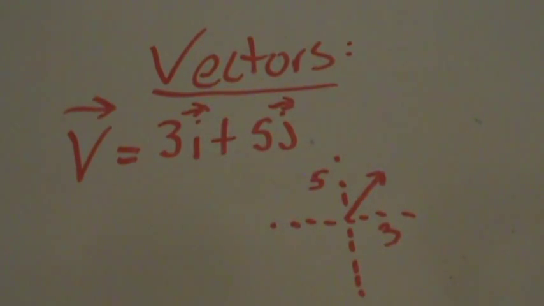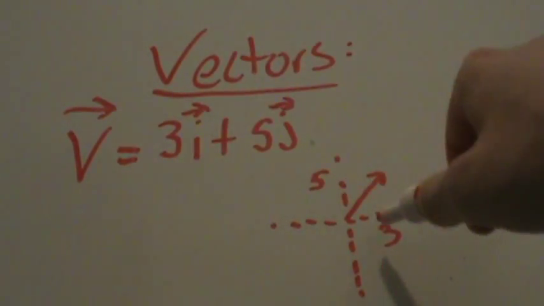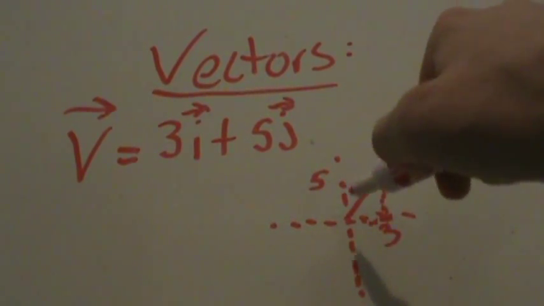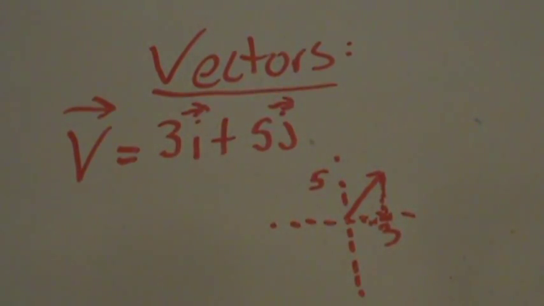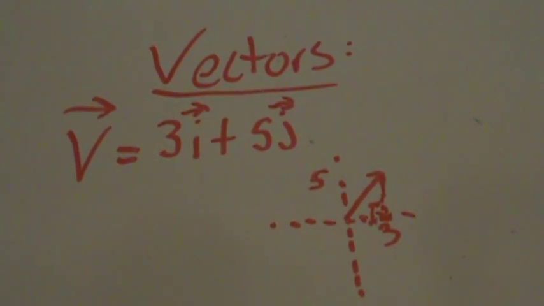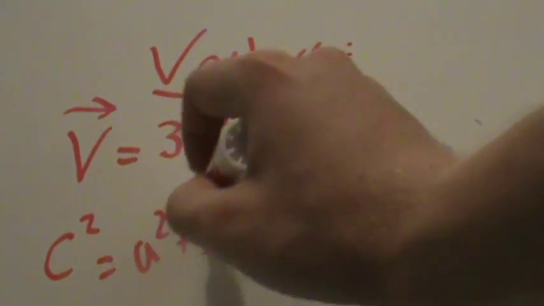Now we have to figure out its magnitude. So how will we do that? Well, basically, we went over 3 units in the x and 5 units up in the y direction, denoted from this notation. So what do we have here? We have a right triangle. So if we want to find the magnitude of this vector, which in this case is the hypotenuse, all we have to do is solve the equation c squared equals a squared plus b squared.